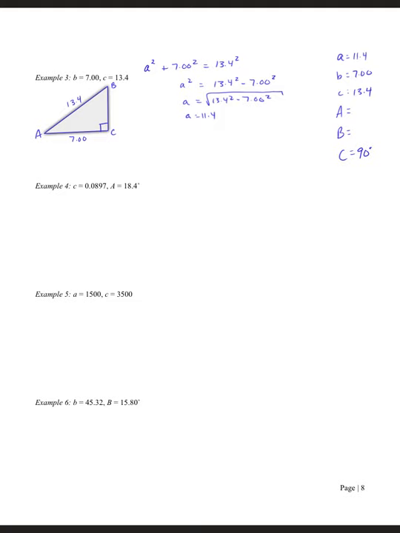I rounded to 11.4 because I noticed that both the other 2 sides had 3 sig digs, so I wanted to keep it consistent. Now we want to use our trig functions to find a and b. It doesn't matter which one you start with. I'm going to start with angle A.